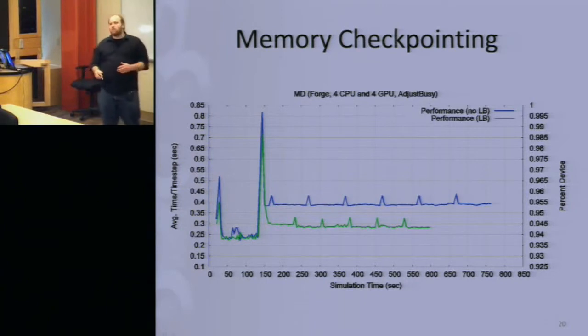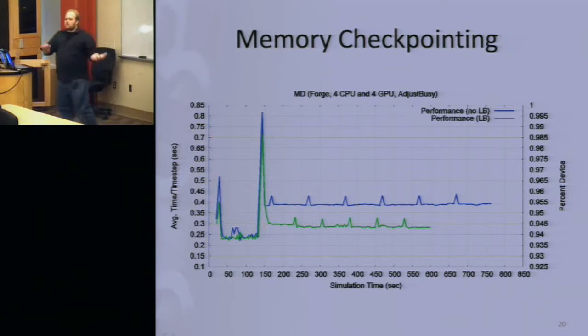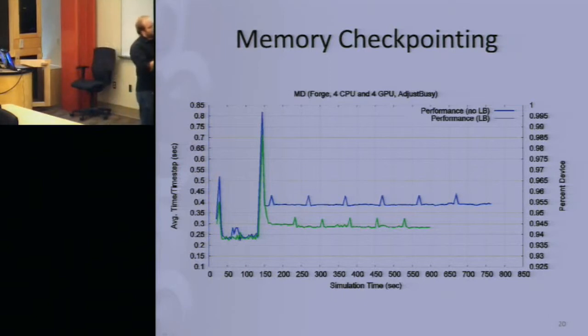So that's this huge spike here. One of the PEs goes away. All of the objects from that PE get failed over to one of the other PEs, as Gengbin described earlier. The blue line here represents a run without an across-host-core load balancer. So the performance gets cut in half.